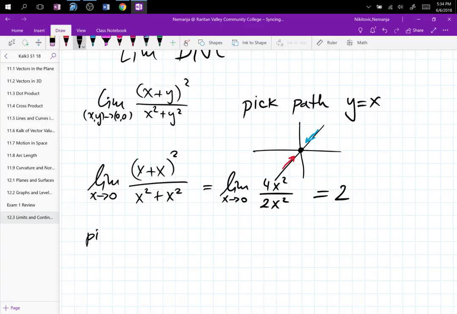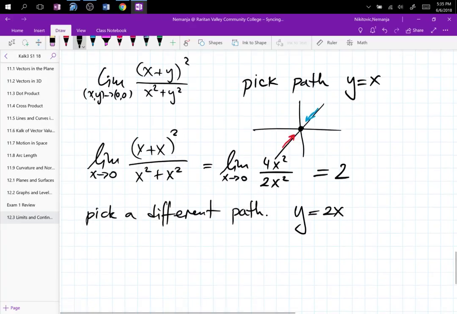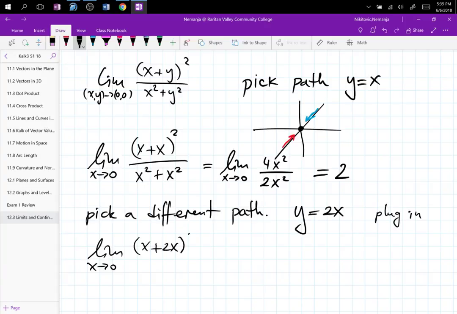Pick a different path. Now, you picking a different path means you can now, let's say, approach y equals 2x. You can pick anything. Go ahead, pick sine x right away. Doesn't matter. So pick a different path. y equals 2x. Now, plug that in. So we have, again, limit x goes to 0. On top, we have x plus 2x squared divided by x squared plus 2x squared.